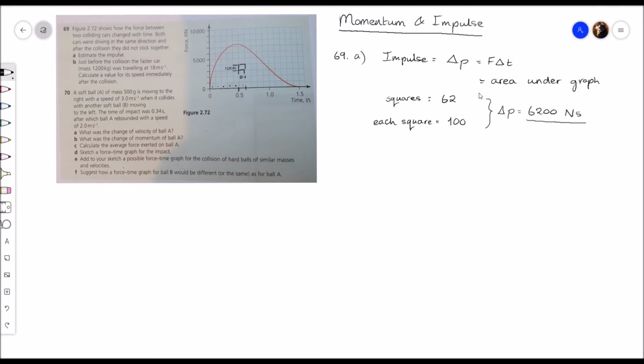You will get some range. It doesn't matter if that's 58 or 63 squares or 64 squares. There will be a range that you're allowed. Okay, next let's look at B.